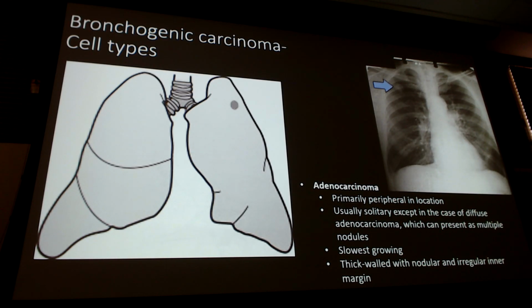Adenocarcinoma. Solitary lesion. Doesn't always have to be this small. Can be bigger. Solitary lesion, usually peripheral in location. Very slow growing. A little bit of a thick wall that stands out in that peripheral location. May or may not have the hemoptysis. Why? Look at where it's at. It's not on my main bronchi. This may not be causing any symptoms at all.